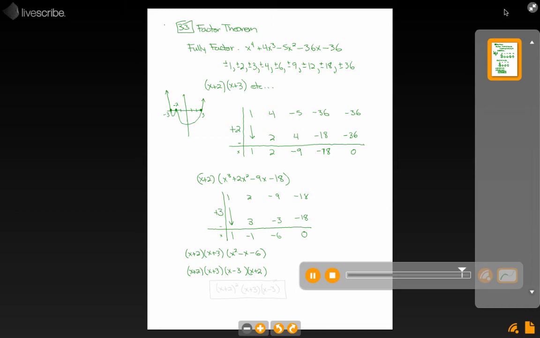Some people prefer to write the x plus 2 squared times x plus 3 times x minus 3, but that expression is equal to the quartic or fourth degree polynomial we started off with.